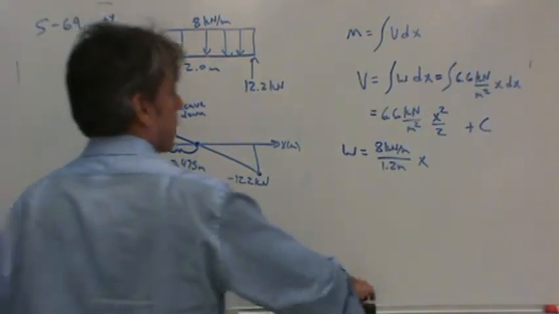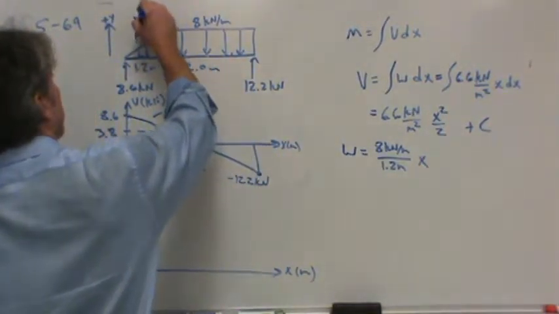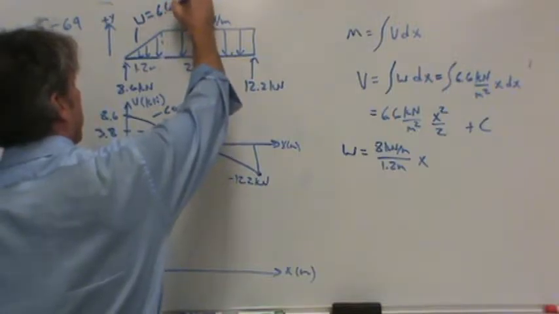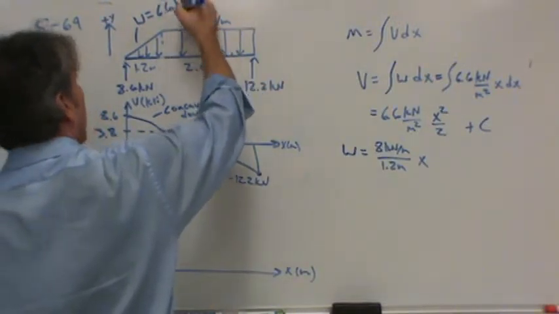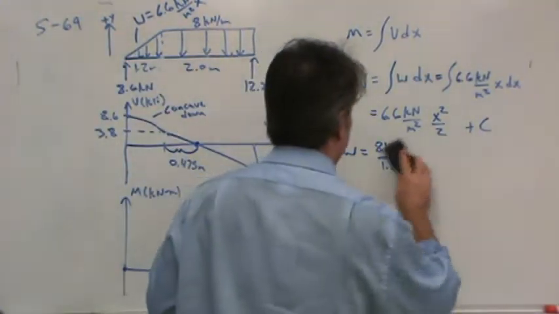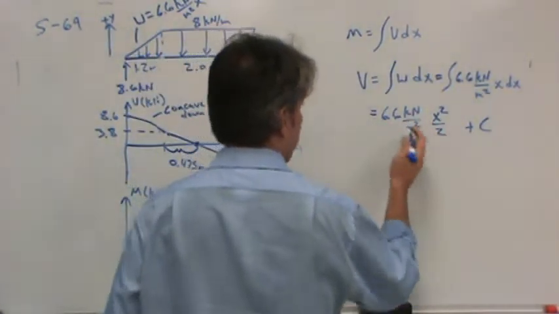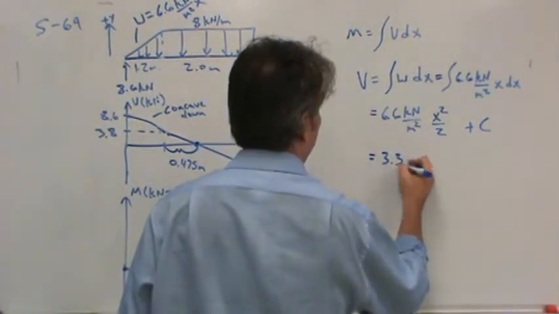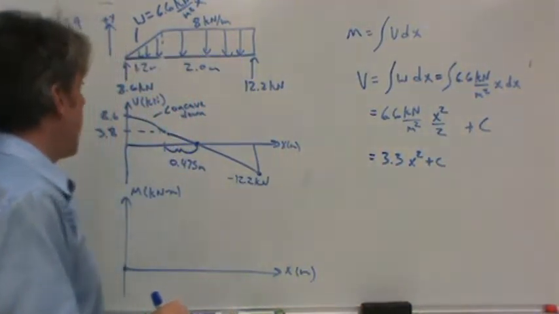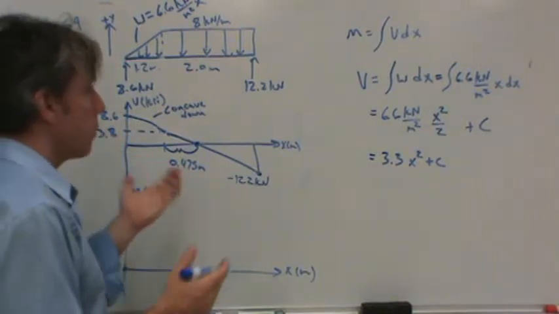Okay? So let's see, let me make a note. W, the distributed load, is 6.6 kilonewtons per meter squared times x. So that way I've got this equation. If we need to refer back to it, we still have it. All right, so 6.6 over 2 is going to be 3.3. Let me drop the units for now. x squared plus c. I need this to come out to 8.6 when x is 0. Well, that's easy.